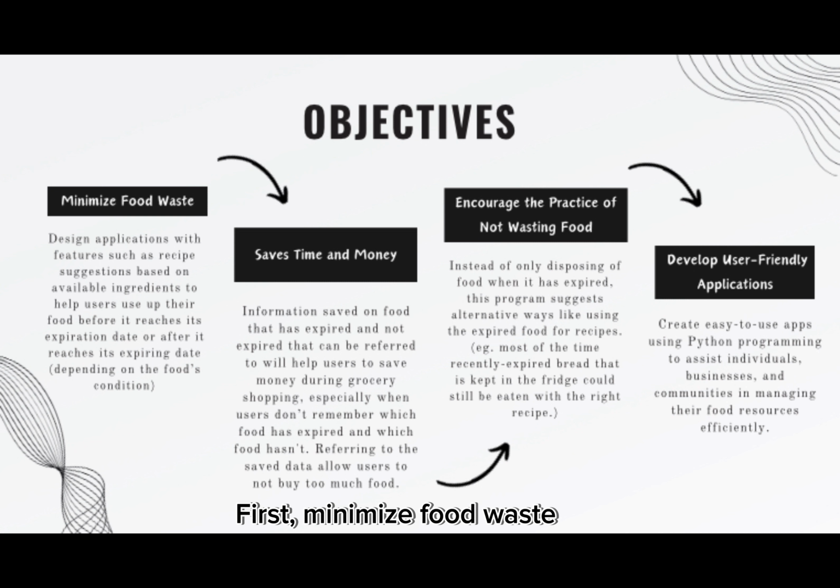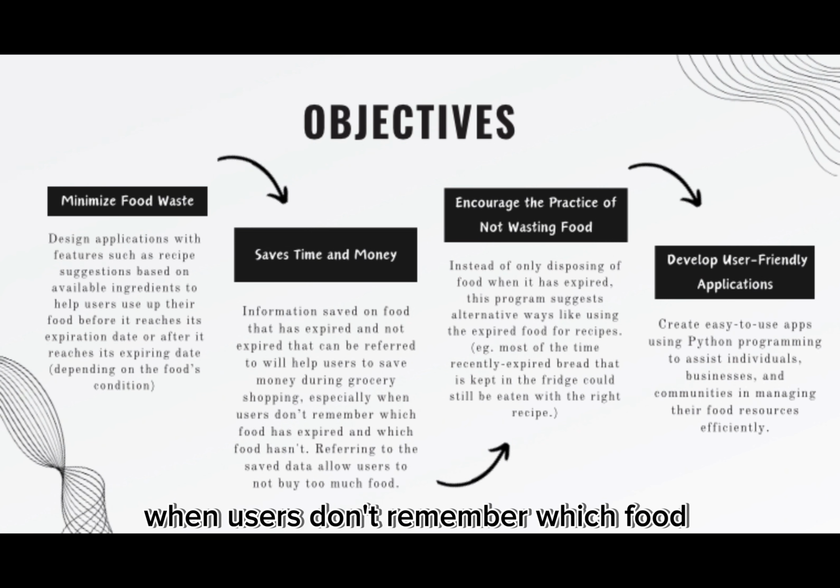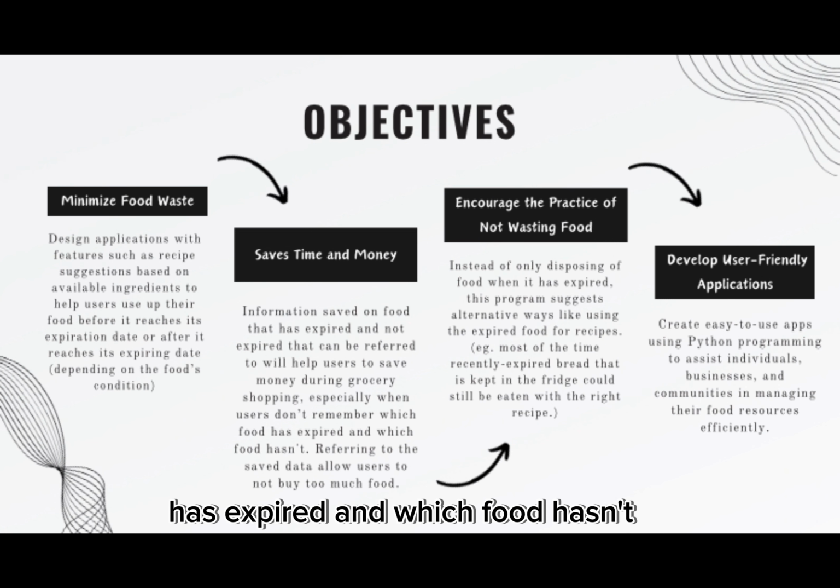There are four objectives. First, minimize food waste. Second, save time and money. Third, encourage the practice of not wasting food. Fourth, develop a user-friendly application. For minimizing food waste, we designed the application with features such as recipe suggestions based on available ingredients to help users use up their food before it reaches its expiration date or after it reaches its expiry date. And for saving time and money, information saved on food that has expired and not expired can be referred to, which will help users save money during grocery shopping, especially when users don't remember which food has expired and which food hasn't. Referring to the saved data allows users to not buy too much food.